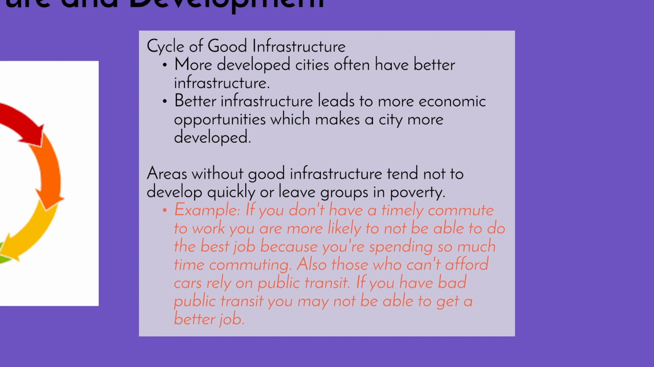That job in a better part of town might fund them to send their children to a better school or for them to get a college degree at a night school, and allows them to then move up into an even better job and further that cycle of development. Areas without good infrastructure tend not to develop as quickly or they leave entire groups in poverty. So an example of this would be if you don't have a timely commute to work, you are more likely to not be able to do the best job because you're spending so much time commuting.